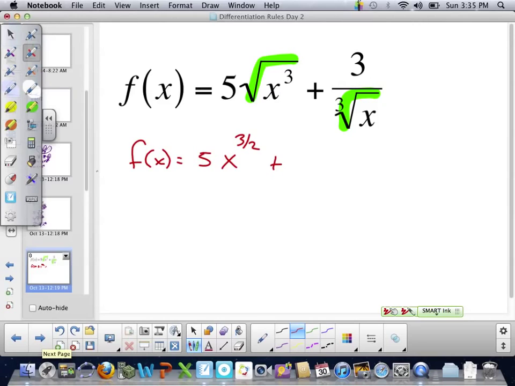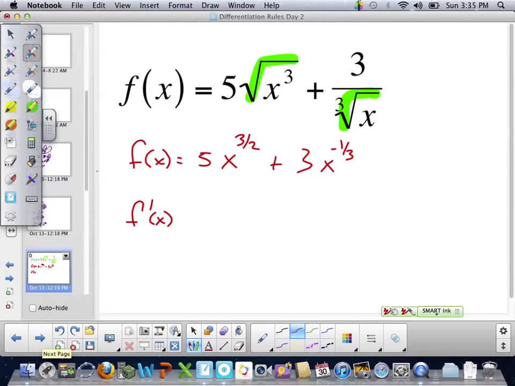Plus, we got our 3, and then the cube root of x is x to the 1/3. However, we want it to be up top instead of in the denominator. We want it in the numerator. And to do that, we just go negative 1/3. And from there, now we can find our derivative.